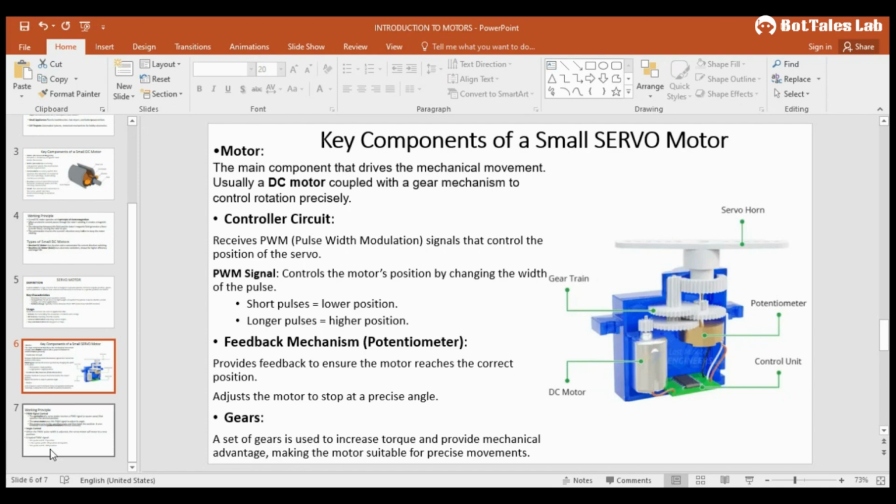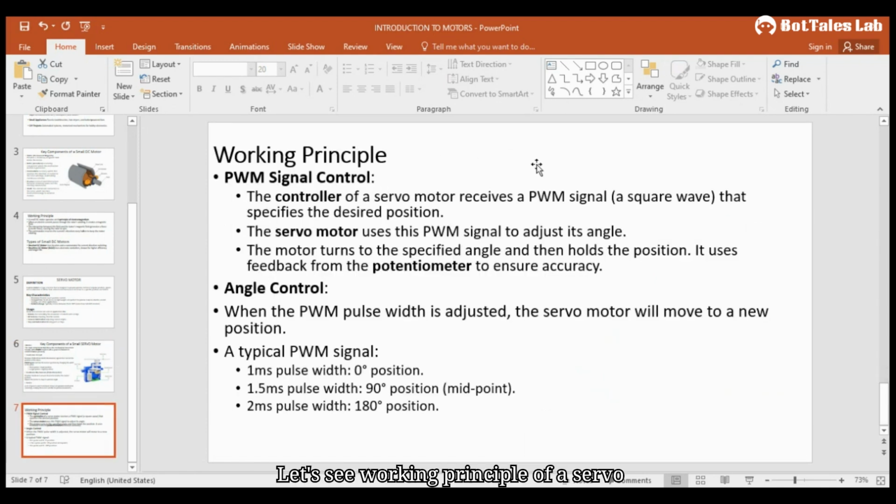Okay. Let's see the working principle of a servo motor. Basically, the controller of a servo motor receives a PWM signal, which is in the form of a square wave, that specifies the desired position. The servo motor uses this PWM signal to adjust its angle. The motor turns to the specified angle and then holds the position. It uses feedback from the potentiometer to ensure accuracy. Angle control: when the PWM pulse width is adjusted, the servo motor will move to a new position. 1 millisecond pulse is 0 position, 1.5 millisecond pulse is 90-degree position, 2 milliseconds.